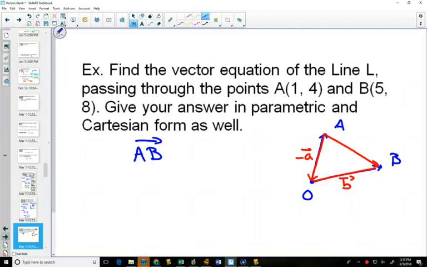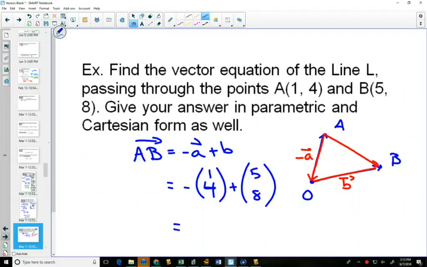And that's why it's often written, like textbooks will always write A to B is B minus A. I personally, looking at the diagram, this makes more sense to me from the diagram. And it means the same thing. So -A, (-1, 4), plus B, (5, 8), is equal to (4, 4). So my direction vector is (4, 4).